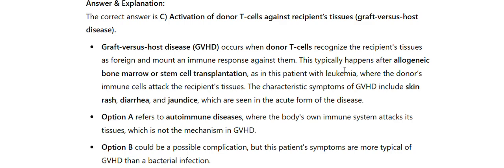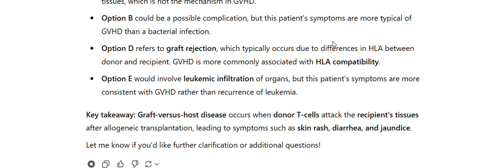Option E would involve leukemic infiltration of organs, but this patient's symptoms are more consistent with GvHD rather than recurrence of leukemia. Key takeaway: graft versus host disease occurs when donor T cells attack the recipient's tissues after allogeneic transplantation, leading to symptoms such as skin rash, diarrhea, and jaundice.